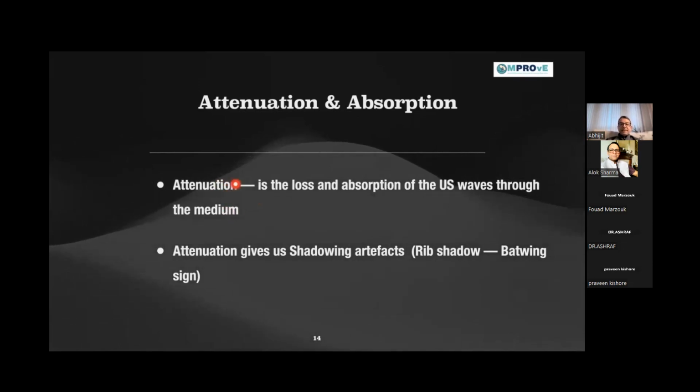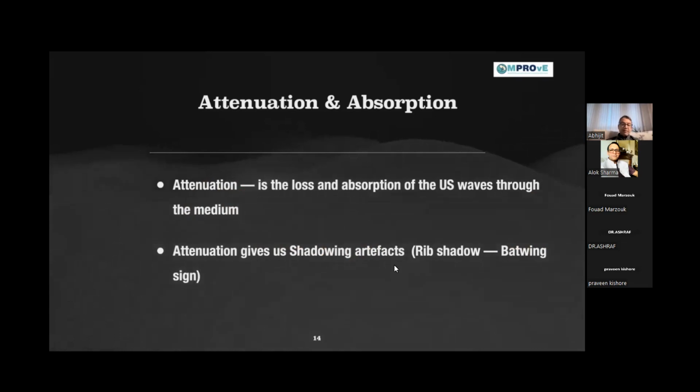This attenuation, the loss of energy, gives us something called shadowing artifacts. We like to call it a rib shadow or a bat wing sign, which is one of the pillars in ultrasound for identifying that we are in the right position, the right location. We are doing it right before we make an interpretation of that particular scan. It will give you a shadowing artifact, and we'll talk more about it and explain it further on the slides.